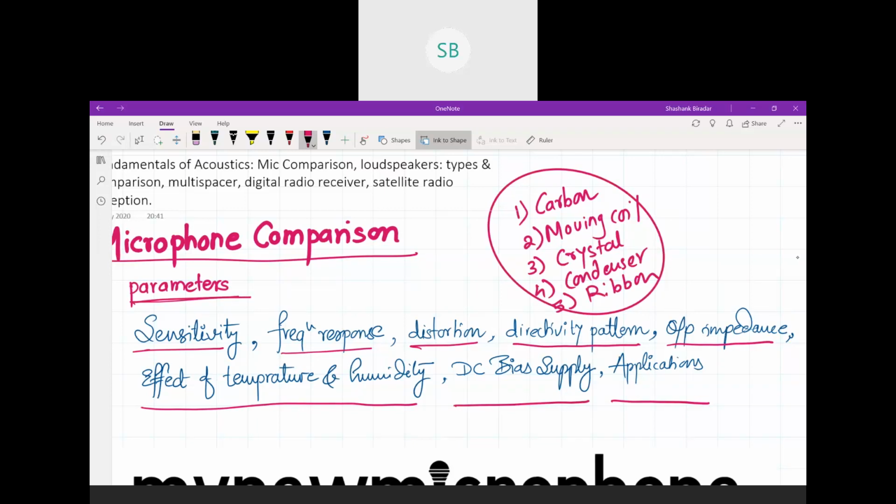Okay, so now considering the sensitivity, right from 1 to 5 the sensitivity decreases. Okay, coming to the frequency response, the carbon has 50 hertz to 5 kilohertz, moving coil has 50 hertz to 8 kilohertz, crystal 80 hertz to 6.5 kilohertz, condenser 40 hertz to 15 kilohertz, and ribbon 20 hertz to 12 kilohertz.